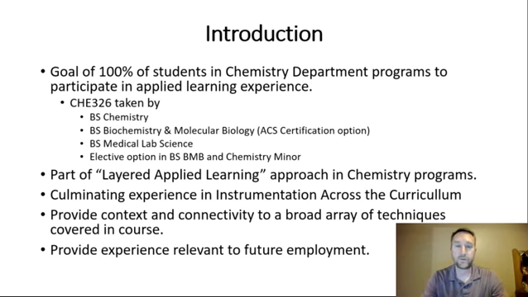Chem 326 is a really good opportunity to help meet that goal because it is taken by such a broad section of our programs. Students in the BS chemistry program, the ACS certified option, the biochemistry and molecular biology program, the medical lab science program, and those that choose it as an elective option in the BS BMB program and the chemistry minor would all be able to engage in this kind of experience. And so this hits the vast majority of the programs associated with the Department of Chemistry.